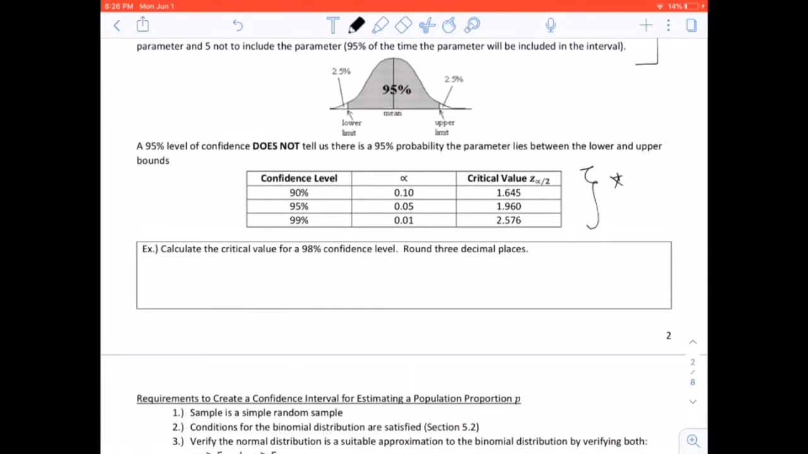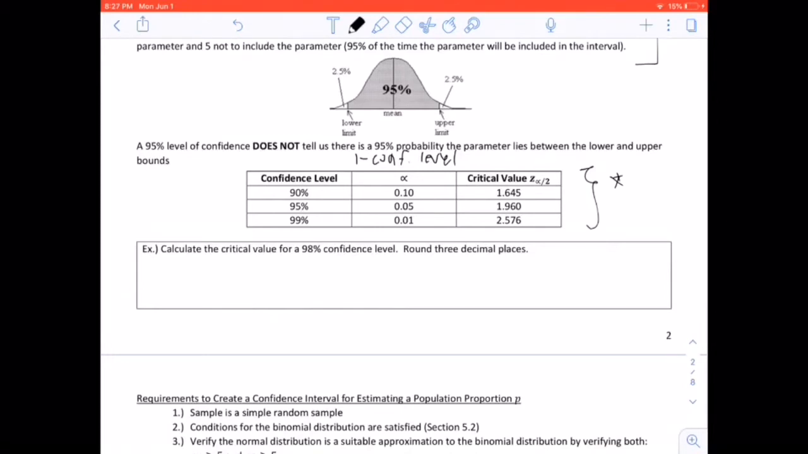The table here is very nice to have and to use. These are the most common levels of confidence: 90%, 95%, and 99%. This does not guarantee that these are the only ones we're going to have, but because they're common, they're written in a table for you to use. For each confidence level, the value for alpha is 1 minus that confidence level, written as a decimal. And then we get the critical values, which are Z alpha over 2.